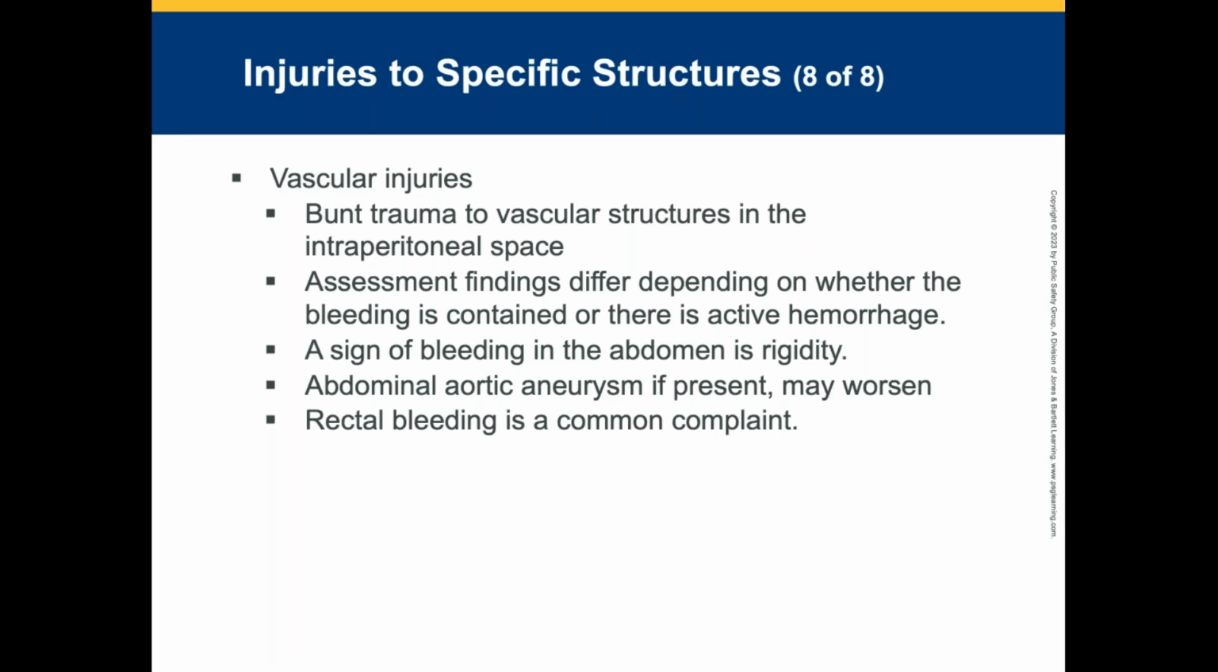So when we're going through our assessment and documentation, we palpate all four quadrants and also document whether there was any retroperitoneal pain, Grey Turner's, Cullen's as well. An abdominal aortic aneurysm, or AAA, might have developed and become worse due to abdominal trauma, if there is one there. So it's a good idea to ask them, do you have any history of aortic aneurysms?